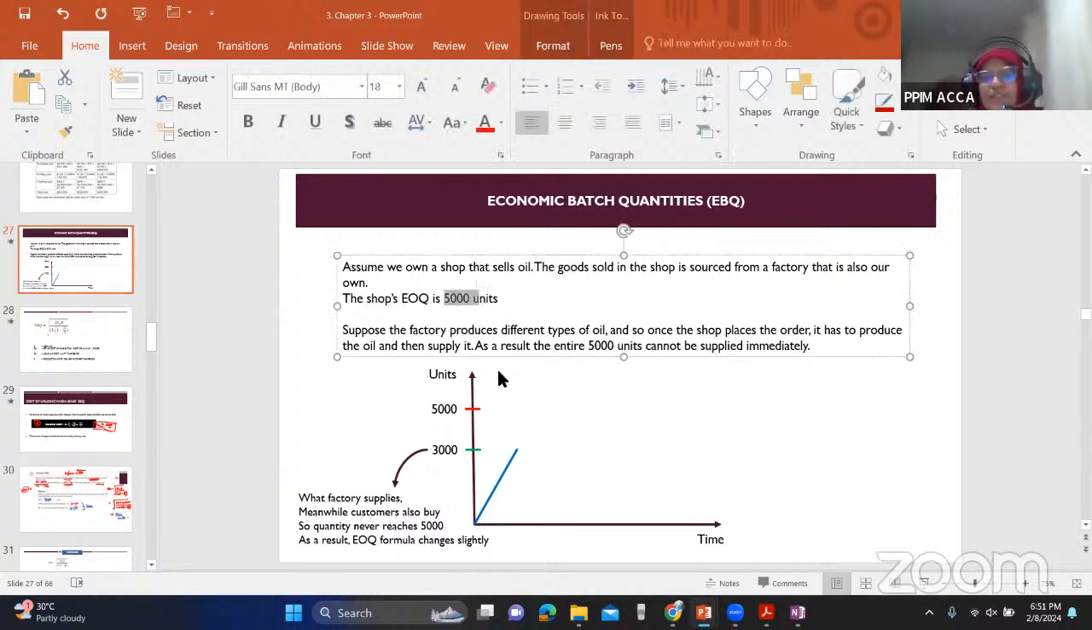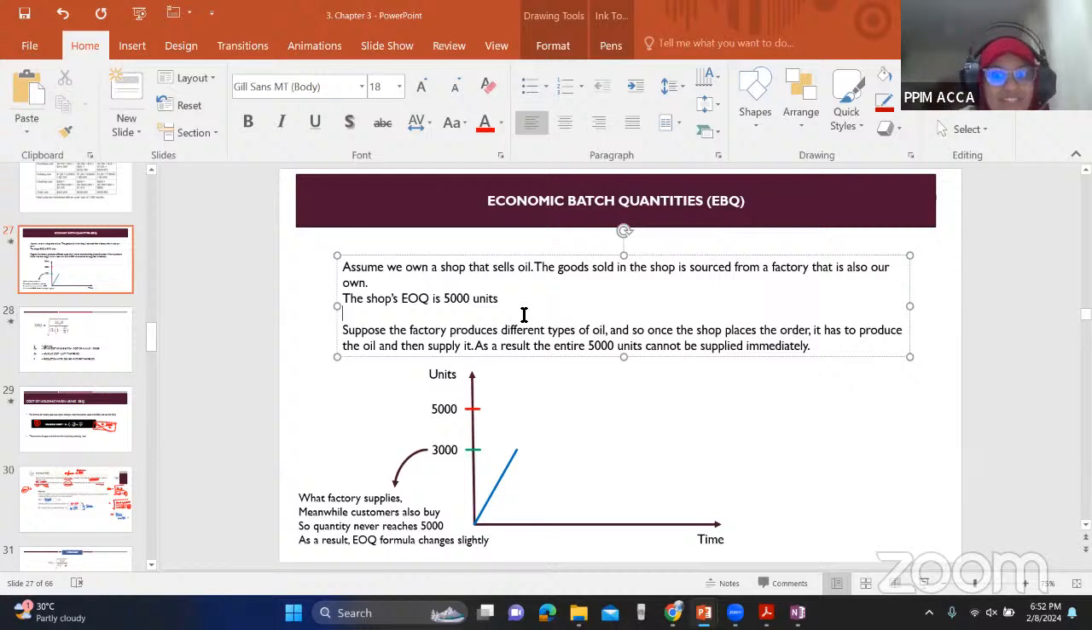Shop EOQ is 5,000 units. Now say in the factory, they were producing olive oil. At one point, they're producing olive oil, and what does the shop do? They place an order for 5,000 units of coconut oil. Then what will happen now? Because both are the same party, the factory will say, look, I'm doing olive oil now. If I have to produce coconut oil, I have to wash all the machines and all that. It will take time. For now, I have 3,000 units. You take it, you keep it. Give me 2-3 days. I will finish off the olive oil production, then I'll start coconut oil and send the remaining 2,000 units.